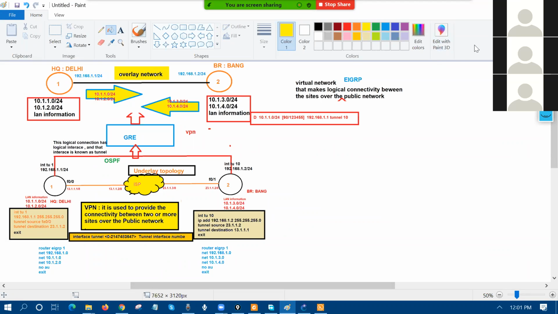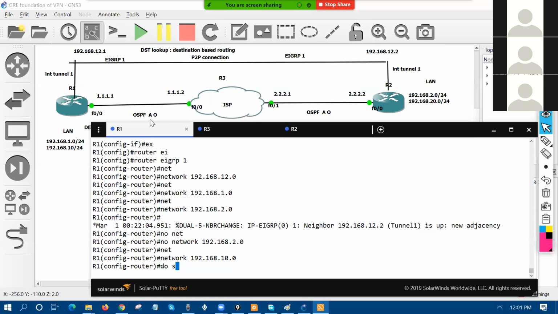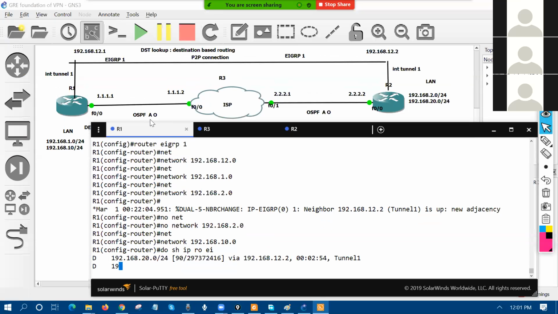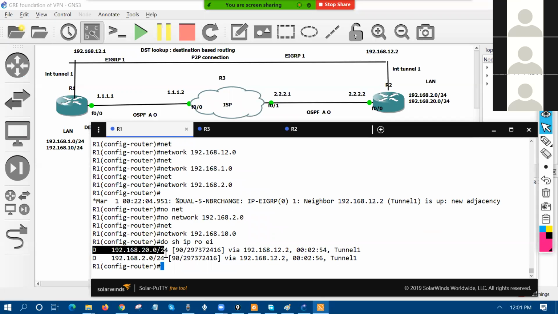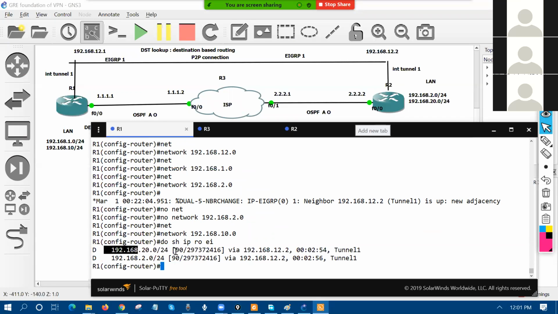So now, try to understand: if your underlay is working fine, you will have an overlay. But if you have an issue with the underlay, then the overlay also goes down. Same thing, if you just have a look over there, on R1 do show ip route eigrp. I'm learning all this information from my Bangalore branch and the Delhi branch through the tunnel. But what happens? Take an example.